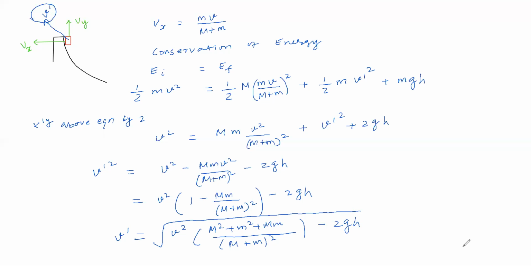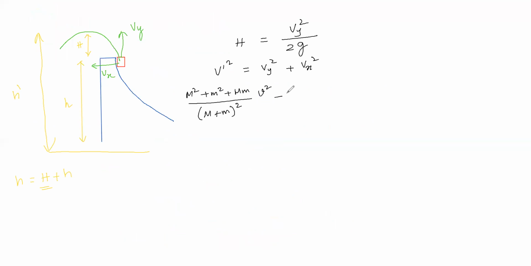This minus 2gh is there. So minus 2gh is equal to the y component velocity square plus the x component velocity square. Already we know that the x component velocity is small m into v divided by (capital M plus m), whole square.